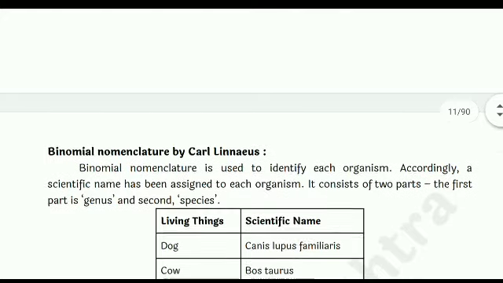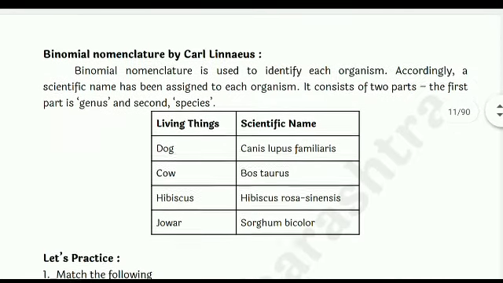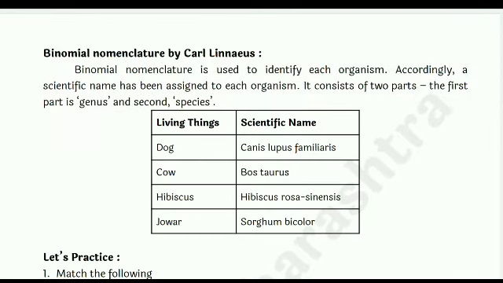This is binomial nomenclature, given by Carl Linnaeus. Binomial nomenclature is used to identify an organism according to a scientific name assigned to each organism. It consists of two parts: the first part is the genus and the second part is the species.